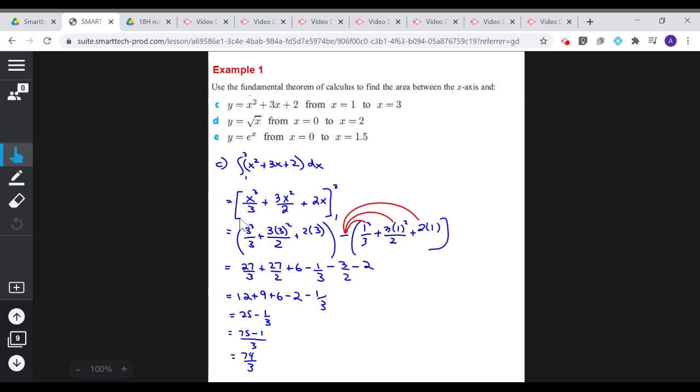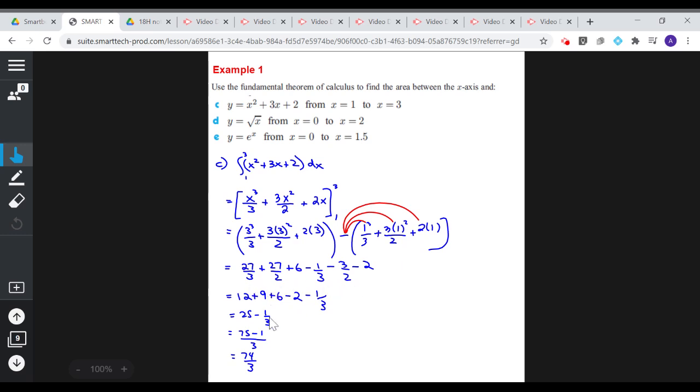This is just some notation. These big square brackets indicate that now I want to evaluate. First, I want to sub in 3 to every place I see x, and then I want to subtract what I get when I sub in 1 to everywhere where I see x. So I'm going to have 3 cubed over 3 plus 3 times 3 squared over 2 plus 2 times 3, and I'm going to subtract 1 cubed over 3 plus 3 times 1 squared over 2 plus 2 times 1. And I'm going to keep these brackets because I do want to remember that I'm subtracting this whole function, not just this first term. So I've got to remember to apply that negative to everything in the brackets.